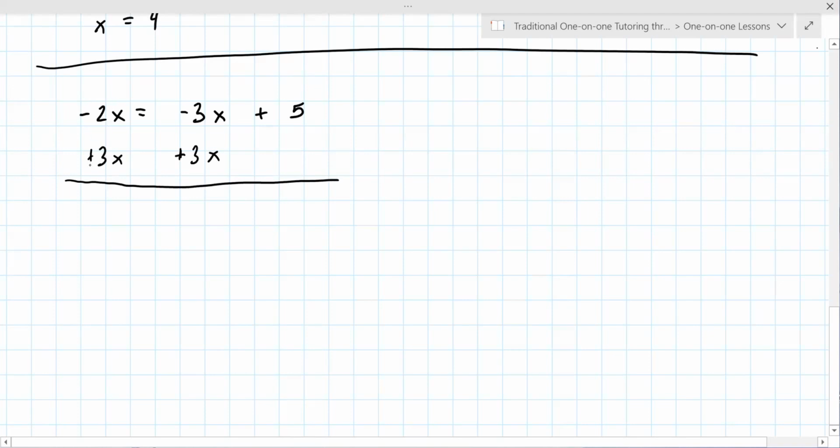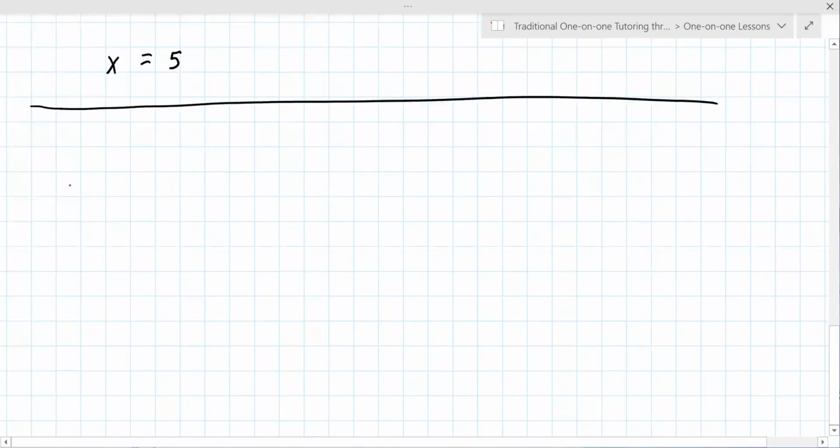So what is minus 2x plus 3x? You've got negative 2, you've got positive 3, so this is 1x. It becomes just 1x equals 5. Now we could divide by 1 here, but does that change the answer at all? No. So you don't have to, but you could. Okay, so let's look at another example here.